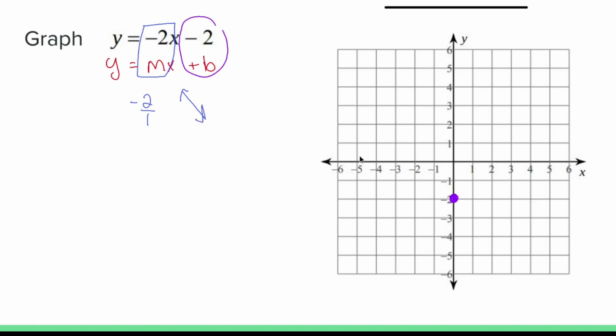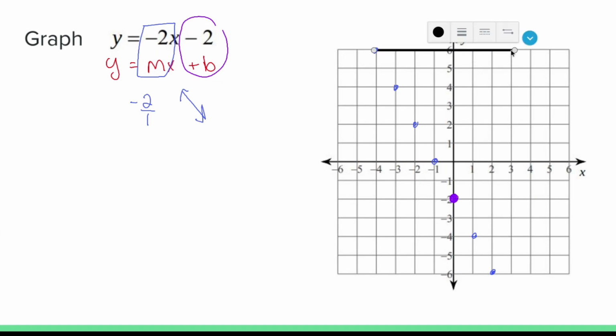So I can go up 2, left 1, up 2, left 1, up 2, left 1, up 2, left 1. Or if I wanted to go, I could have gone down 2, right 1, down 2, right 1. Now that we are done, we can take a line and draw a line through the dots.